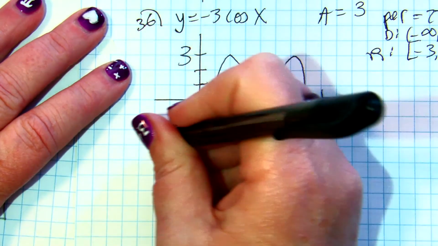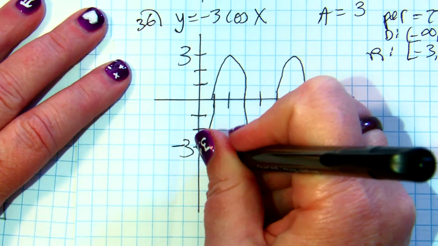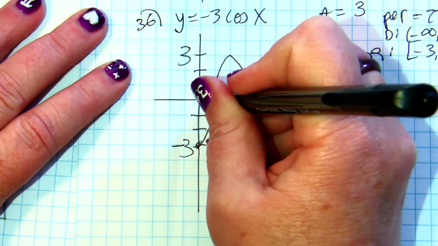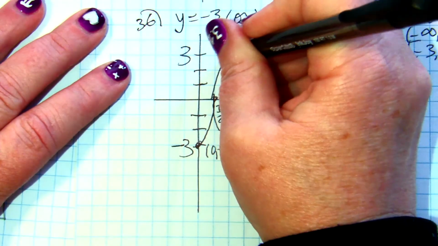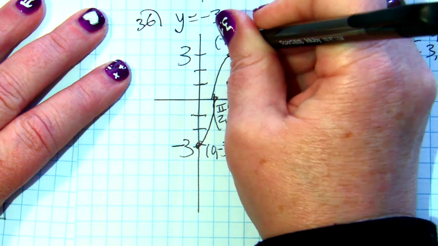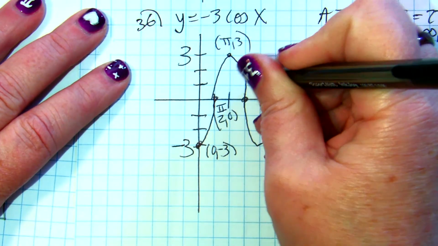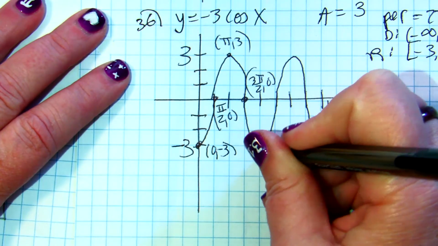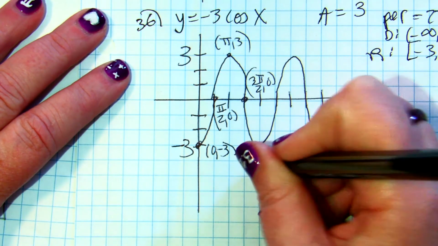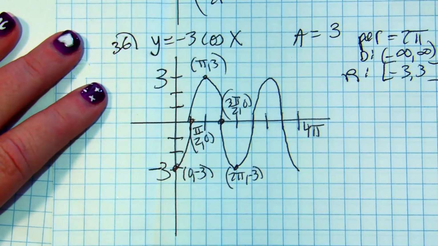This is 0, -3. This is pi over 2, 0. This is pi, 3. 3 pi over 2, 0. And 2 pi, -3. We've got 5 points.